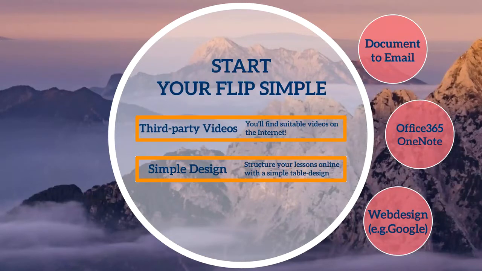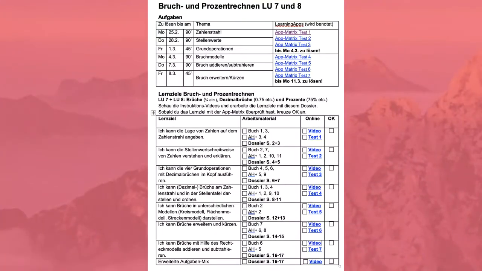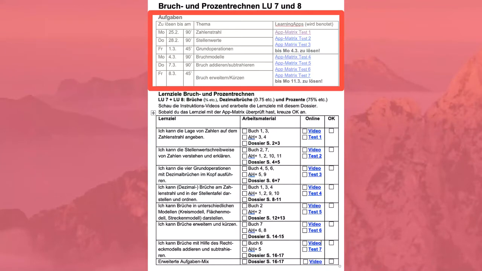For a start, you may simply email a Word document or its PDF to your students or upload it on the school intranet. In this example, you see the schedule in the upper table, all the objectives in the left column, assignments from textbooks or workbooks in the middle, and hyperlinks to video tutorials and online exercises as well.